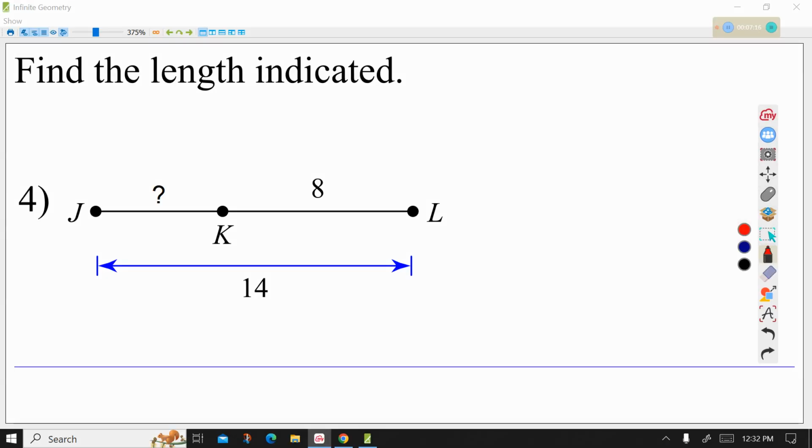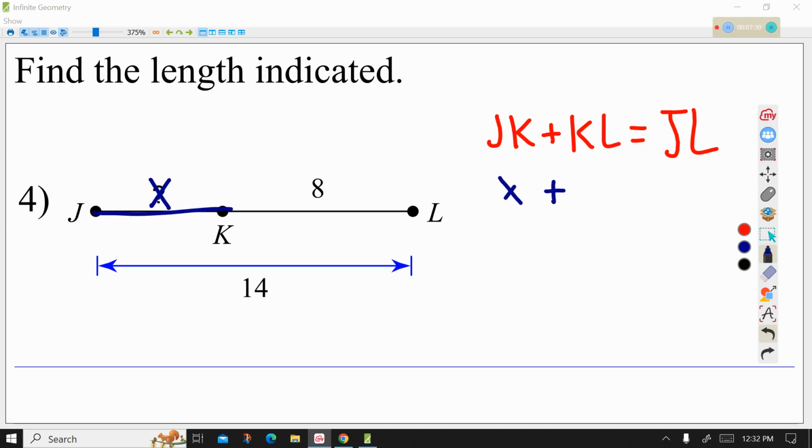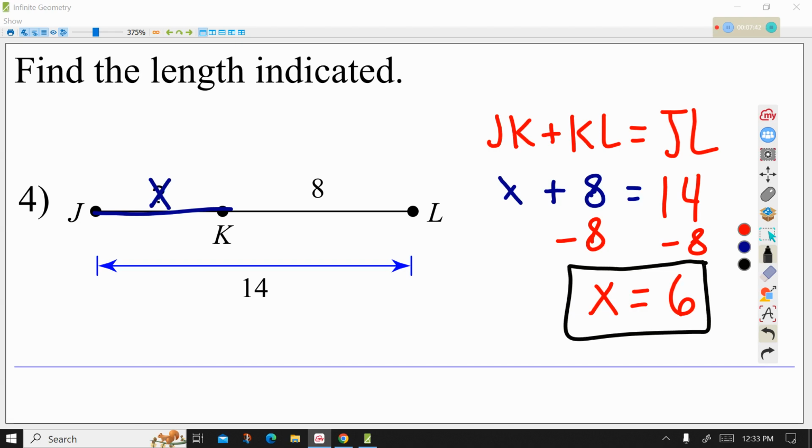Okay, so for this problem, we would want you to write JK plus KL equals JL. Okay? And then after that, we can go put everything where it goes, right? JK is equal to X. So I'll put an X there. Then for KL, that's 8. And then JL is equal to 14. So in this case, I'm going to subtract 8 from both sides of this equation. And I'm going to get that X equals 6.